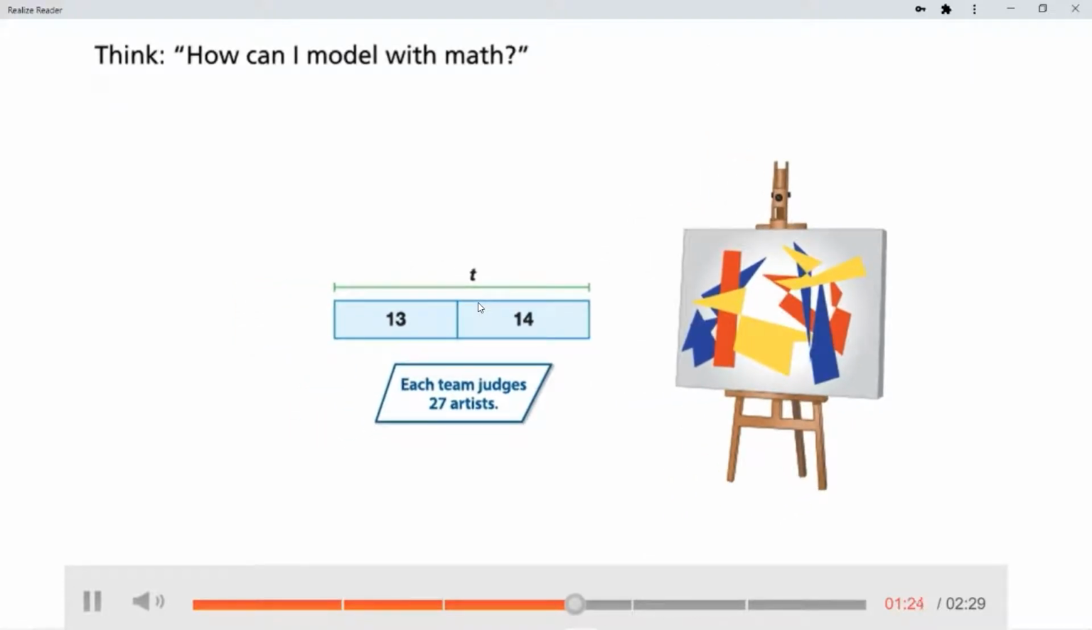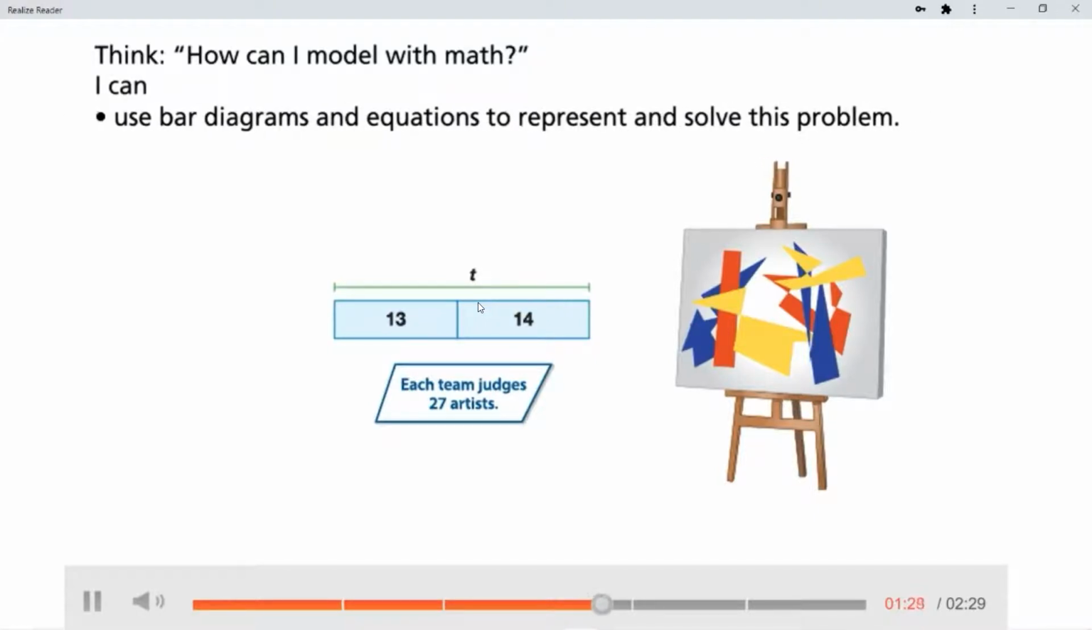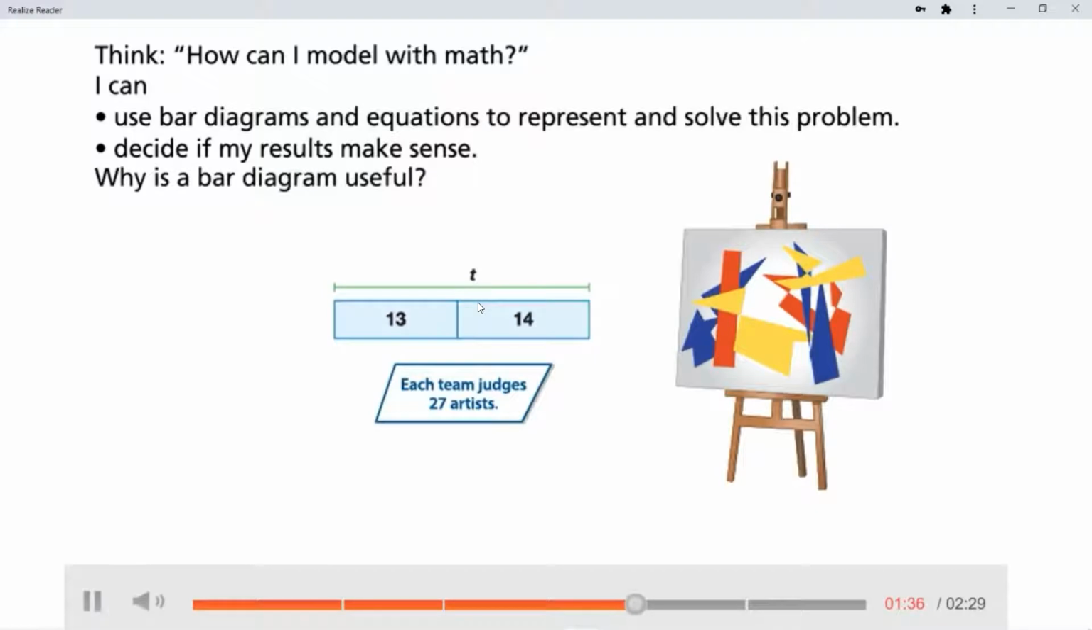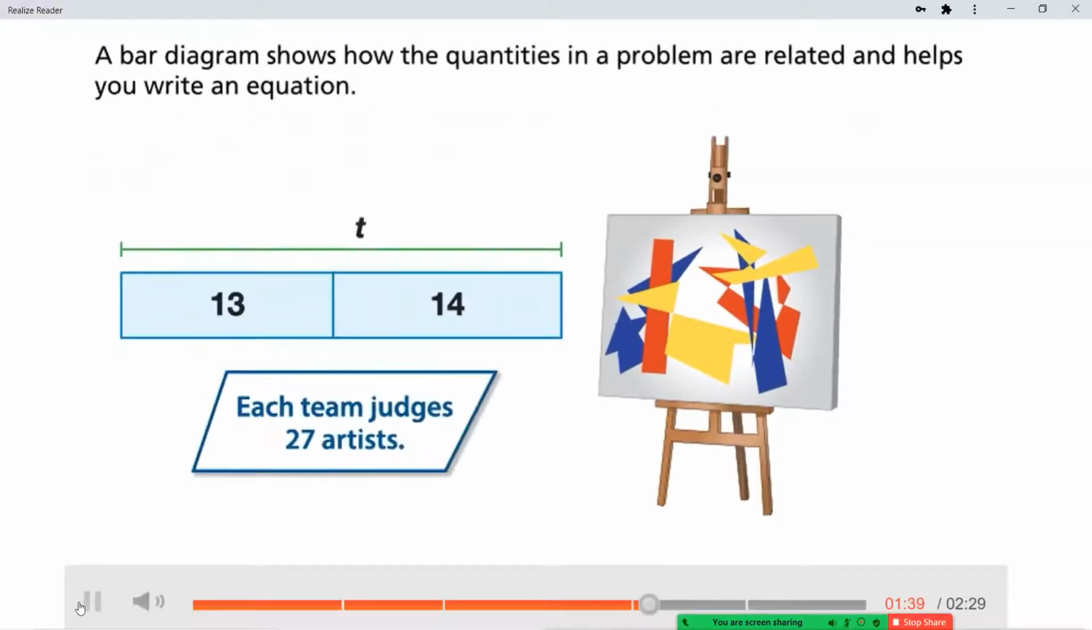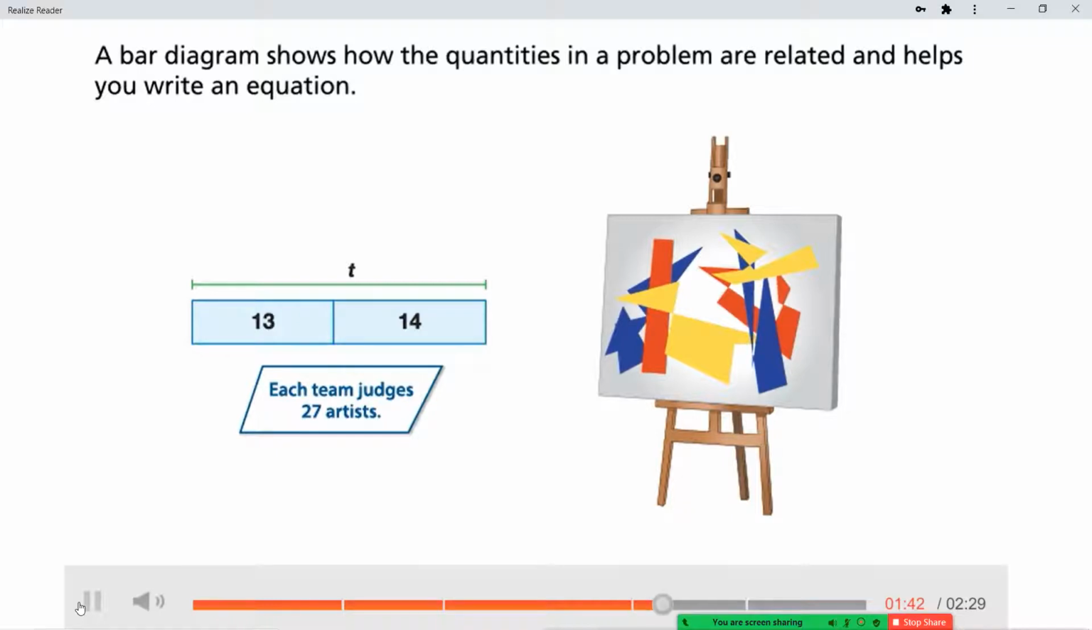Think, how can I model with math? I can use bar diagrams and equations to represent and solve this problem. Decide if my results make sense. Why is drawing a bar diagram useful? When we use a bar diagram, it helps us to visualize, or to see, the numbers that we're working with and see the equation in a different format. A bar diagram shows how the quantities in a problem are related and helps you write an equation.